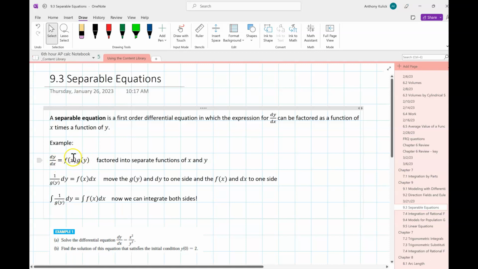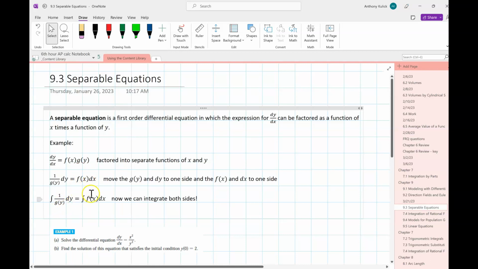What we would do then is we would separate and get the y's on one side and the x's on the other. So we divide both sides by g of y and multiply both sides by dx, giving us 1 over g of y dy equals f of x dx.